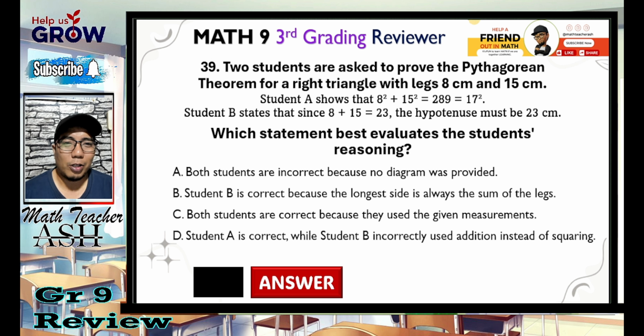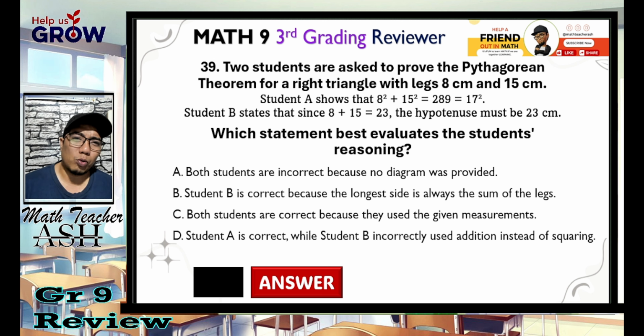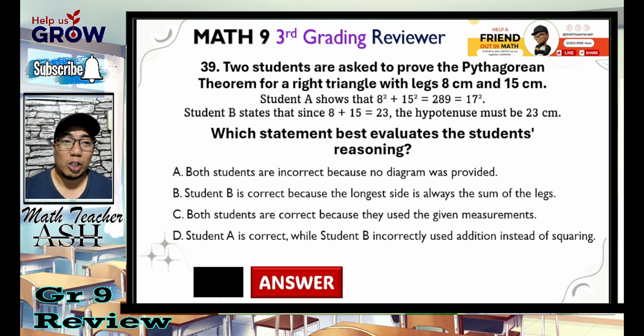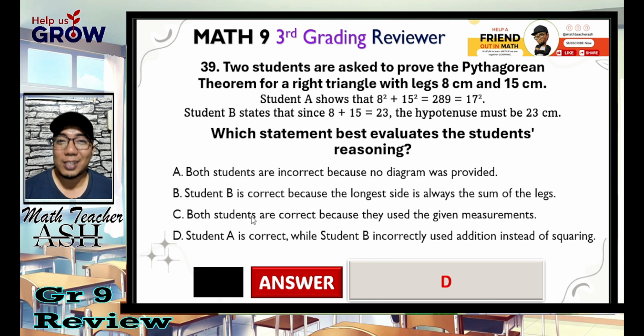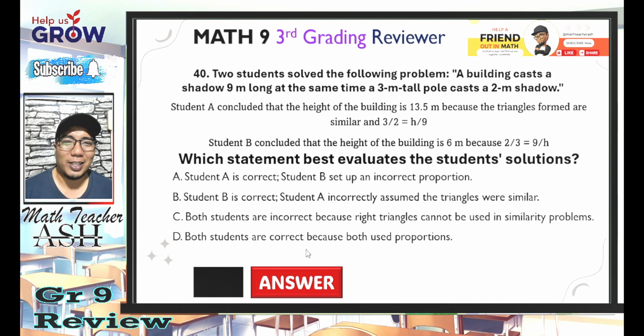Okay, my dear math learners, as you can see, these two students are trying to prove the Pythagorean theorem. Among the two solutions that the students showed, only student A is the correct one, because he or she squared the value of the legs and then added them, while student B did not use any squaring, so that is wrong. So letter D is the correct answer for this question. Alright, easy, right? So I hope you got that one. Now let us go to question number 40.